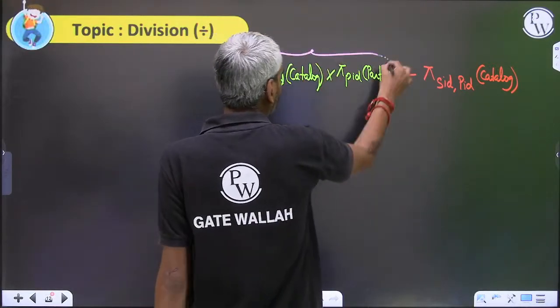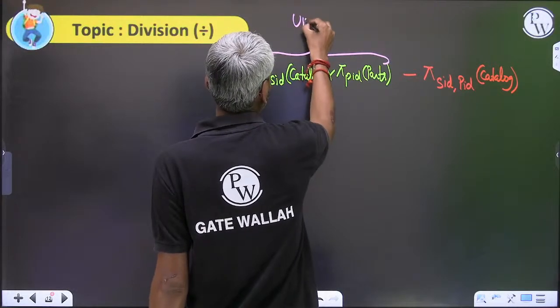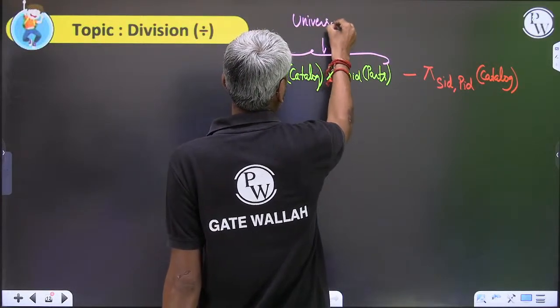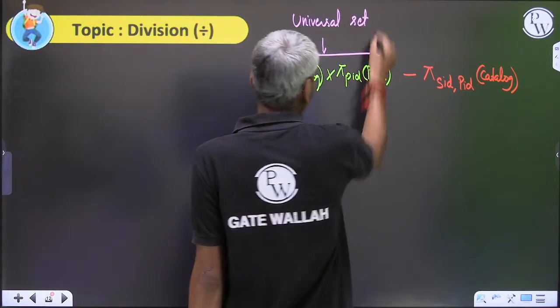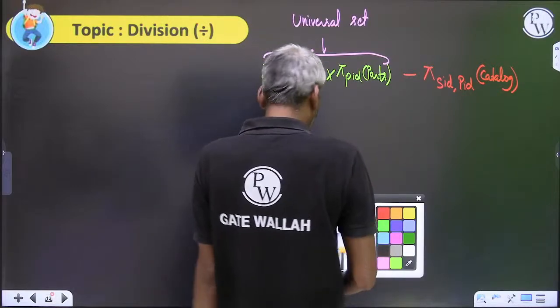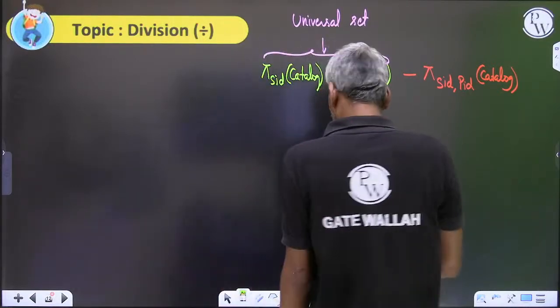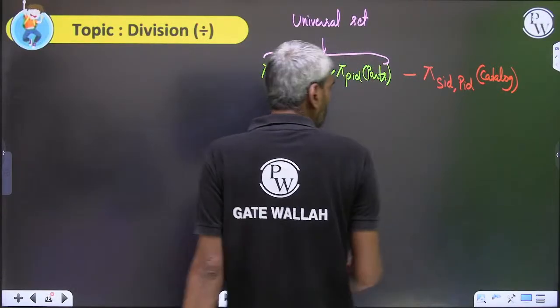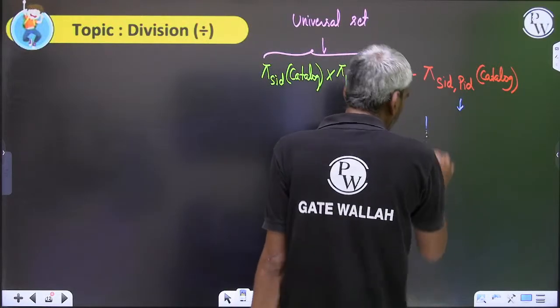So this is the universal set. You already have this table. Now, what is the actual information?